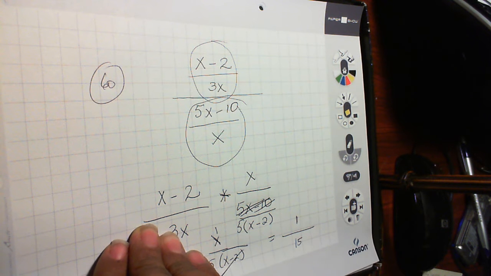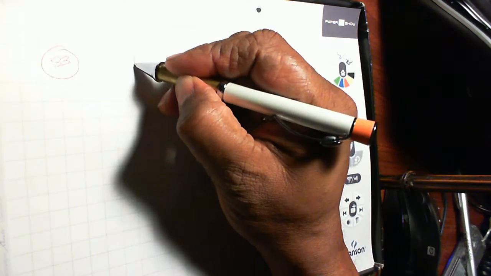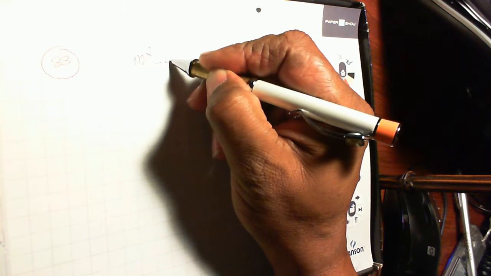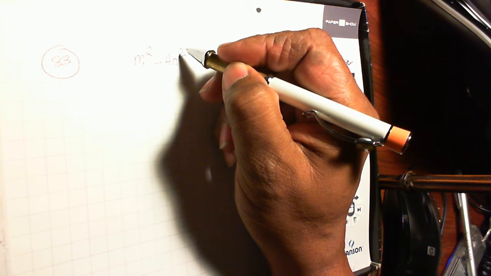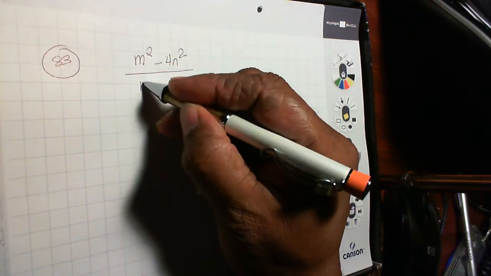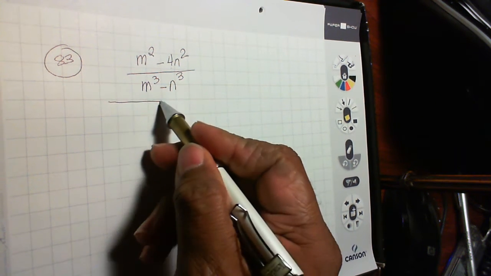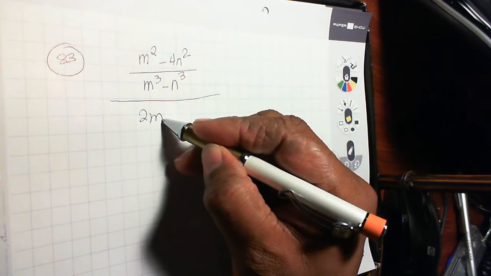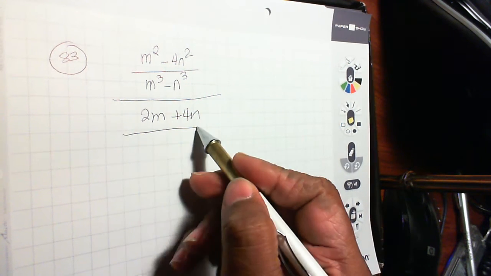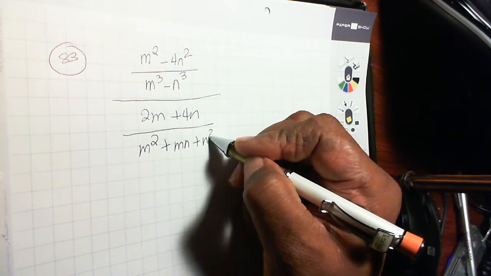83 looks like a complex one, with a long expression here, so maybe that will capture a lot of the detail of this chapter. Number 83 on page 420. So I have m squared minus 4n squared, divided by m cubed minus n cubed, divided by 2m plus 4n, all of this divided by m squared plus mn plus n squared.